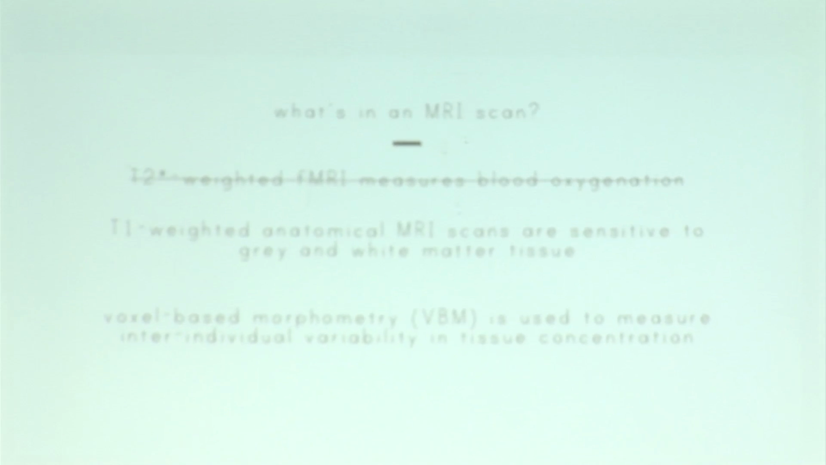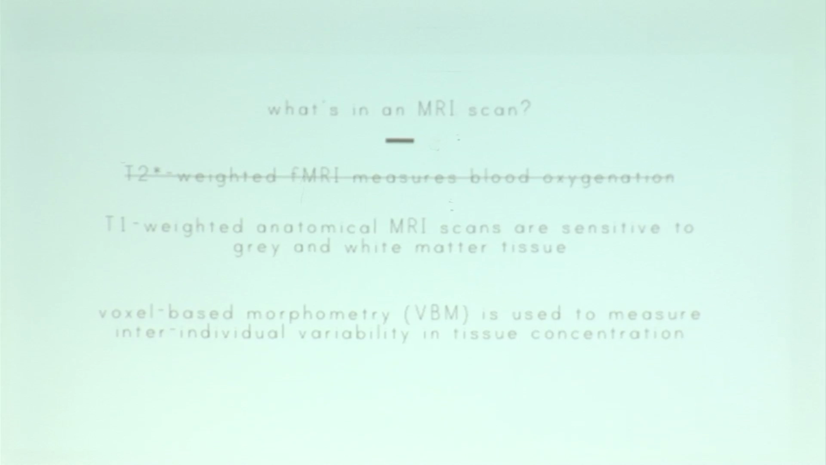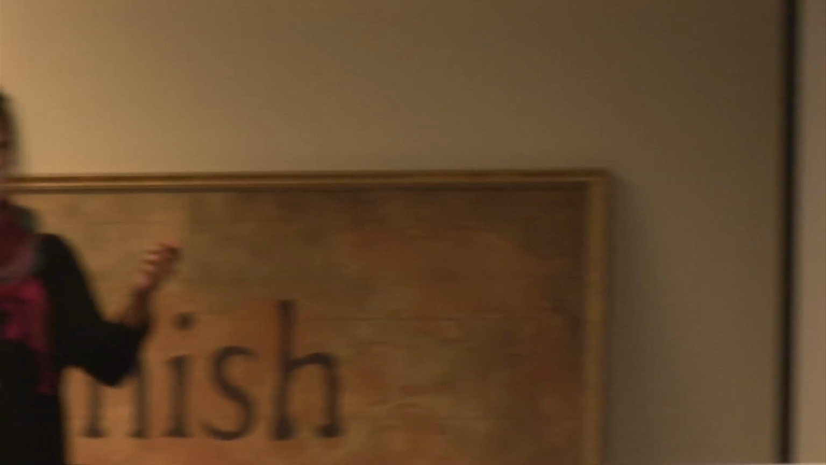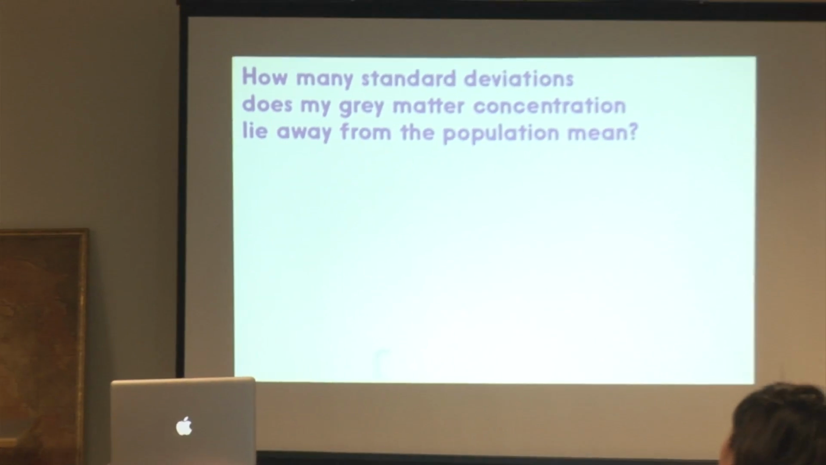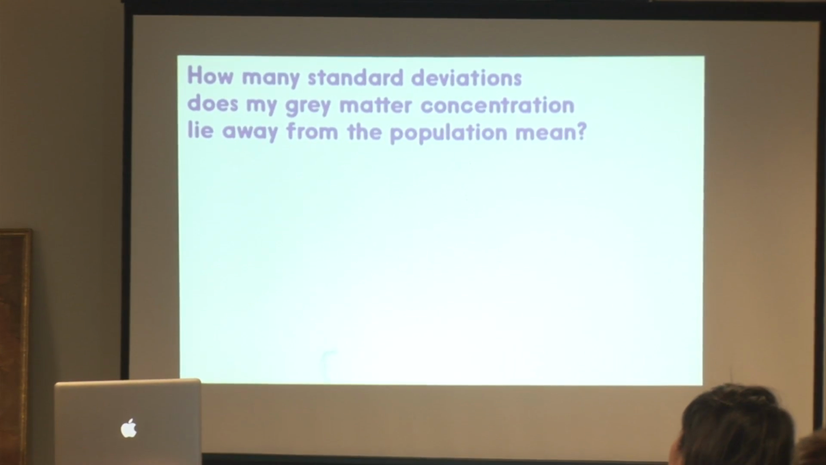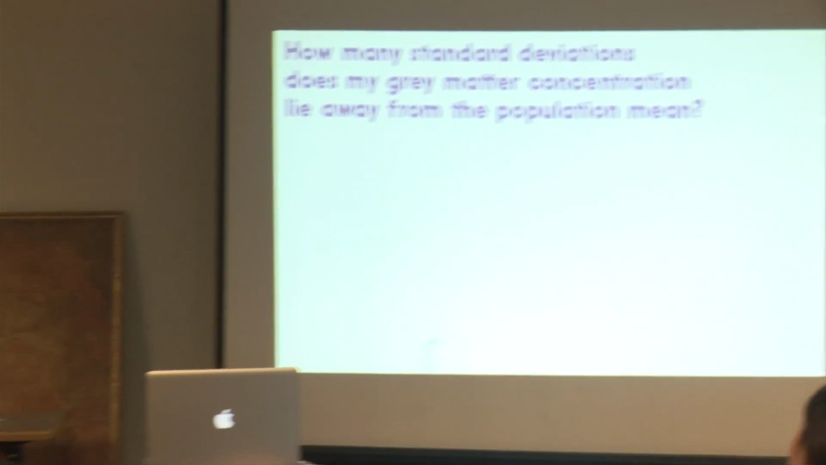And we're using a statistical protocol called voxel-based morphometry. It looks at the density of each voxel across a bunch of brains, a bunch of people, and it looks at inter-individual variability in tissue density. So what I looked at was how my gray matter concentration was different from other people's. How many standard deviations does my gray matter concentration lie away from the population mean? And so we need to do some standardization.